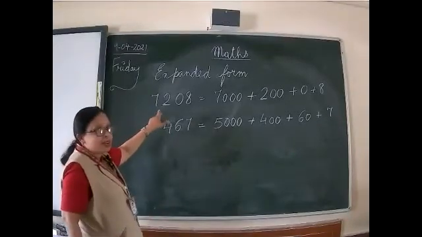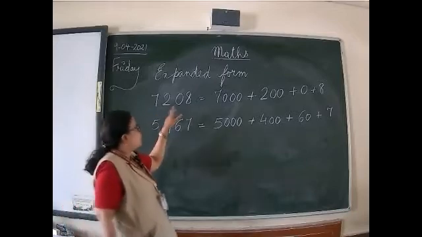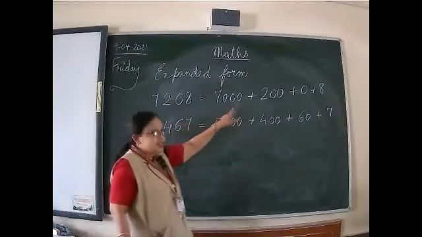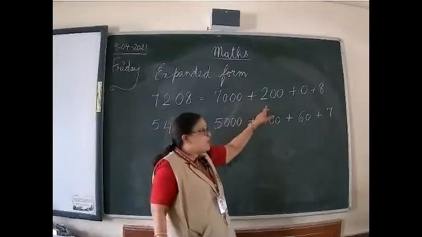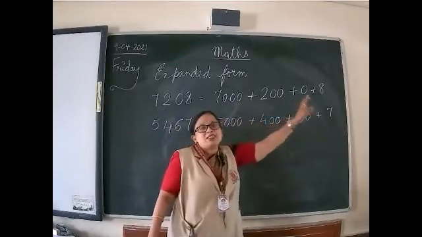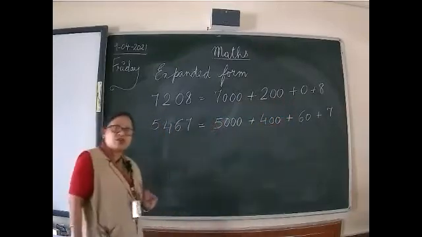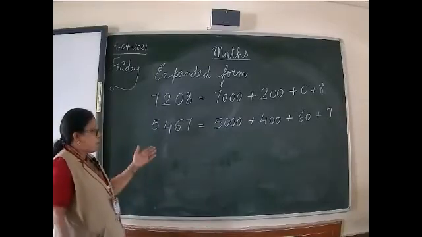So how will you write? Again, we'll read out. 7,208 is equal to 7,000 plus 200 plus 0 plus 8. Is it clear to you, children? We will take one more example.